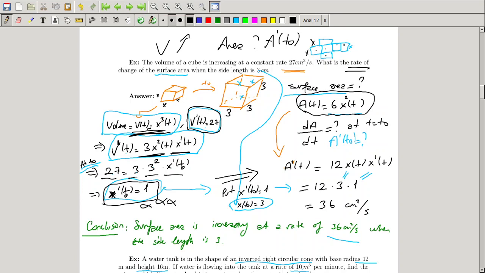Then go back to a of t equal to 6 x squared. We need a prime, so a prime of t will be 12 x of t times x prime of t. So then x of t was equal to 3, x prime of t was equal to 1. So then I have 12 times 3 times 1, which is 36. So conclusion, the surface area is increasing at a rate of 36 centimeters squared over second when the side length is 3.